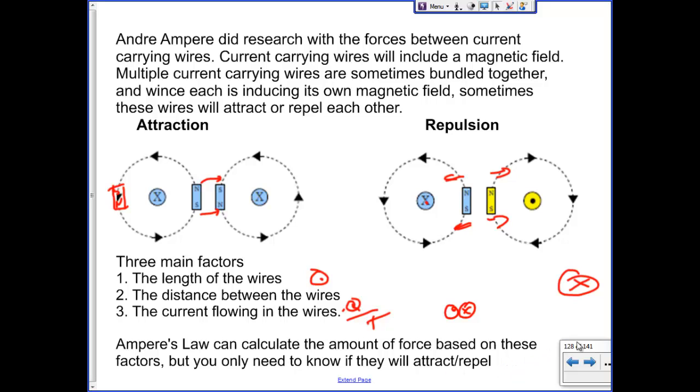So, based on what I've read, you don't actually have to calculate force on this by any means. You just need to know whether wires will attract or repel. So if they give you some sort of diagram, you might be asked a theory question, what will happen to these two wires? And you'd say, well, these ones would come together and these ones would push apart. Does that make sense? There's one application.